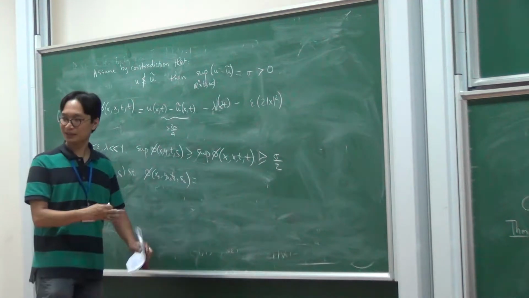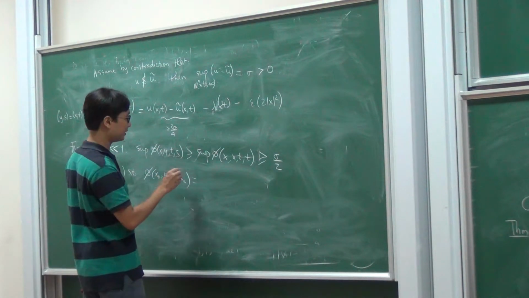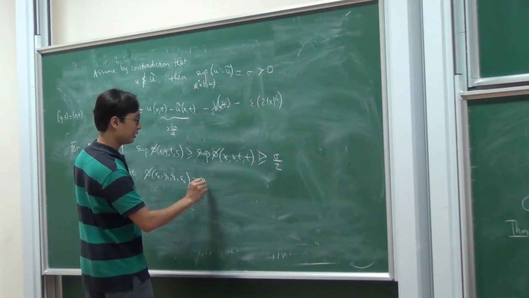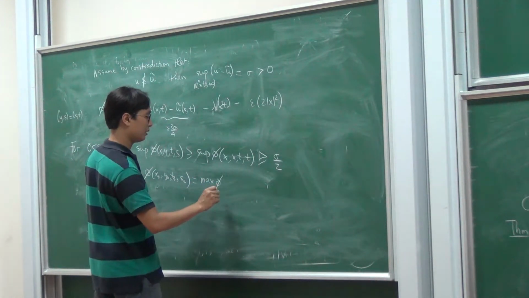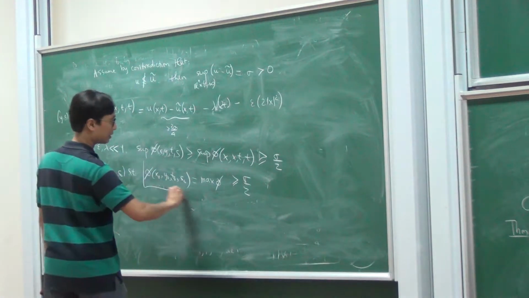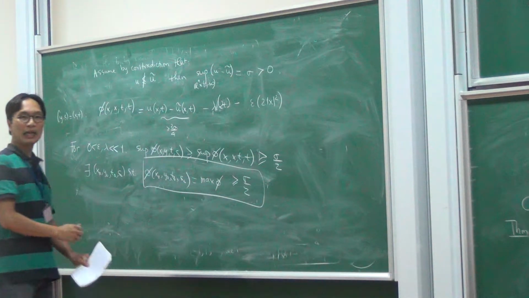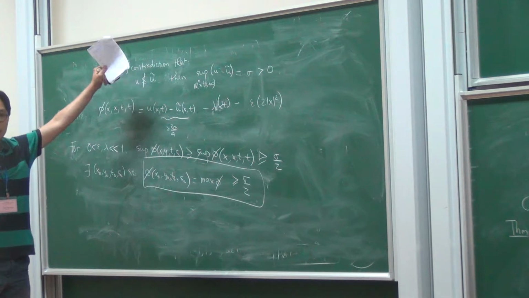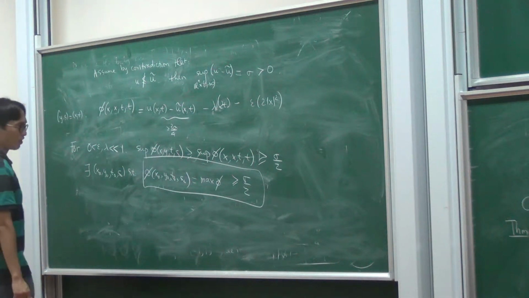I haven't done anything. This is just a preparation step. You're going to see the main ideas later. It's the maximum of phi, and it's going to be greater than or equal to sigma over 2. So this is the maximum point because I penalize it. I don't allow it to go to infinity. Okay.